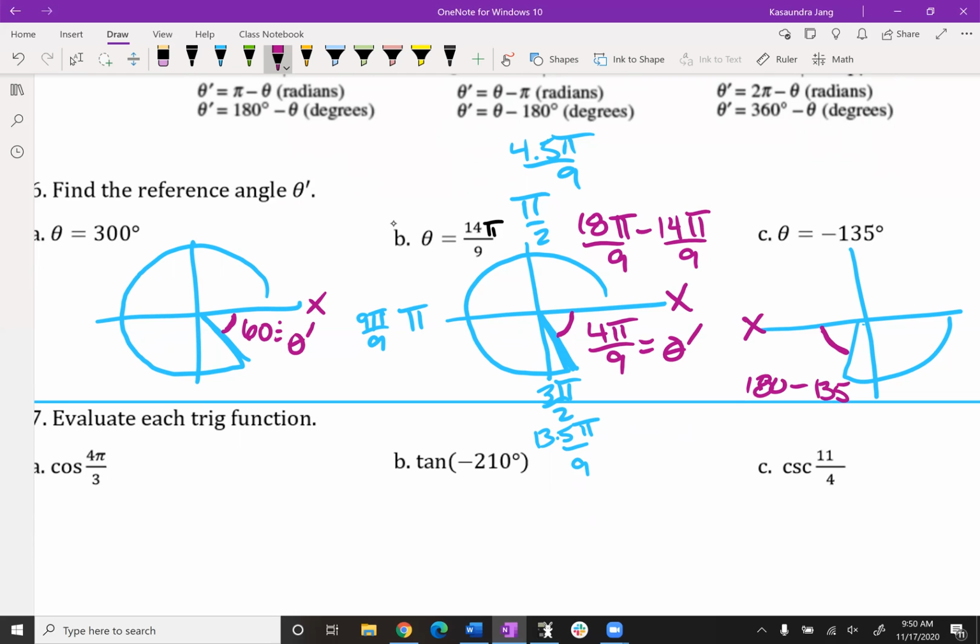All right, so Jackson, how much do I have left? Oh, yeah, there you go. 45. Nice. So I have a positive 45 degrees for this reference angle, the theta prime. Okay. All right, so this is where we're going to end today.